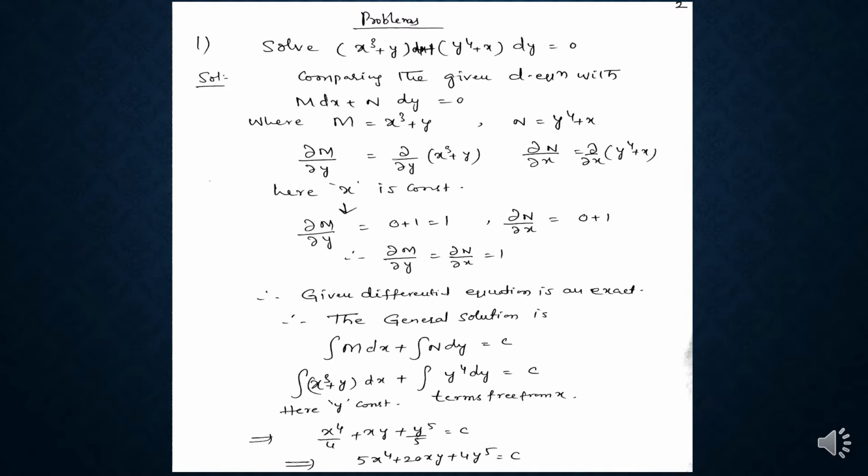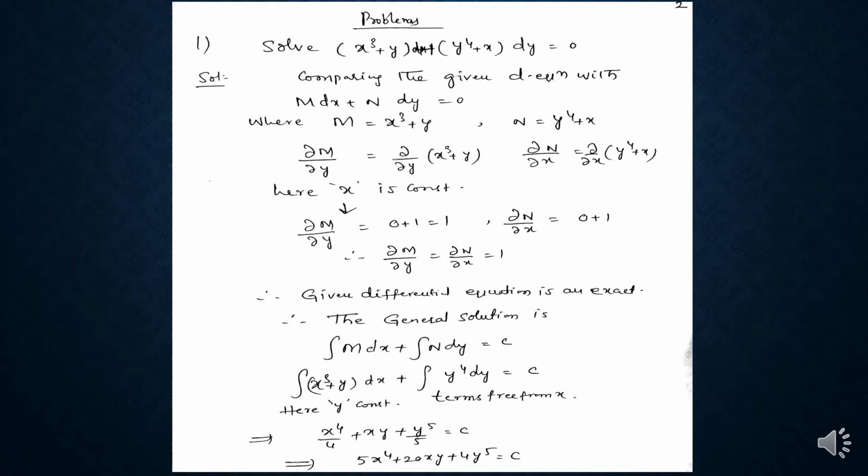Now go for ∂N/∂x. Here N is equal to y⁴ + x. While differentiating with respect to x, y is treated as constant. So ∂N/∂x is equal to ∂/∂x of (y⁴ + x). The derivative of y⁴ is 0 since y is constant, plus ∂/∂x of x is 1. So ∂N/∂x is equal to 0 plus 1, that is equal to 1.